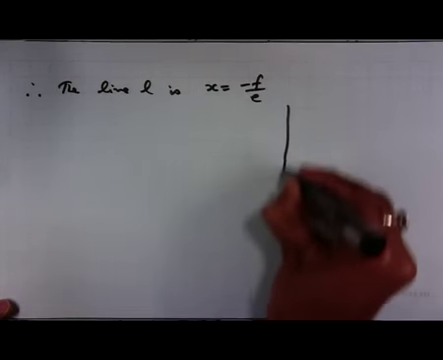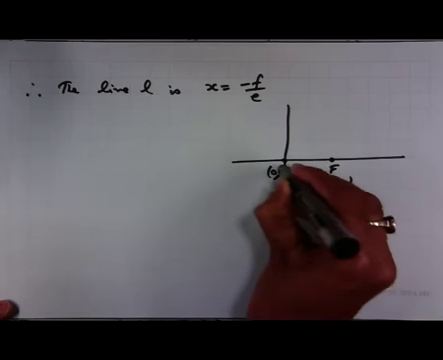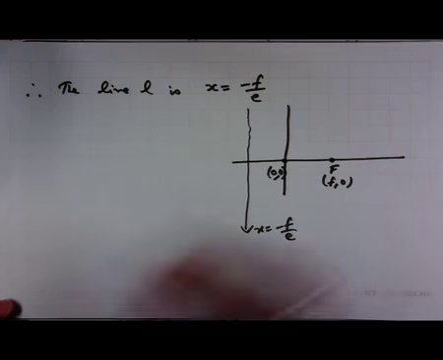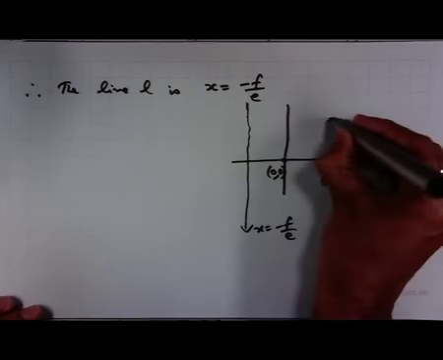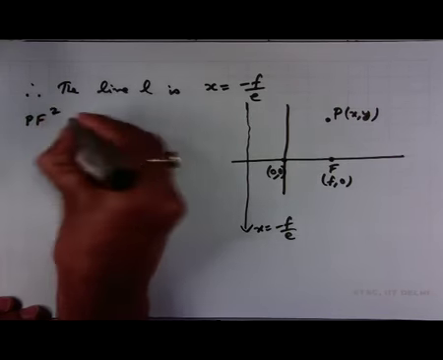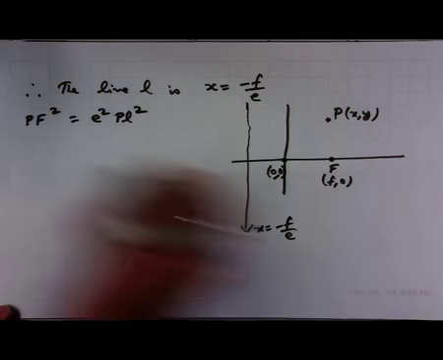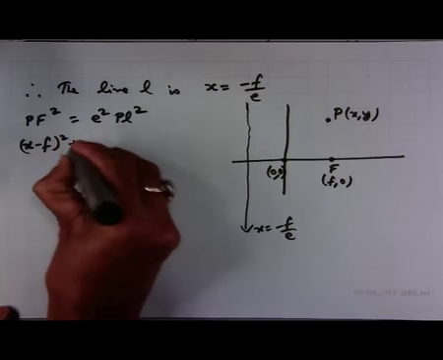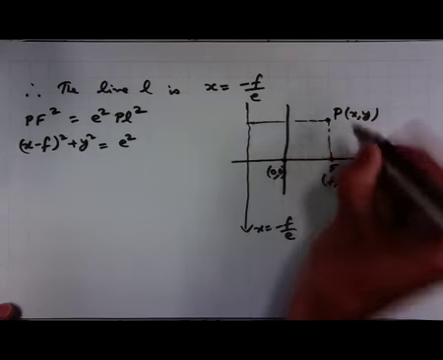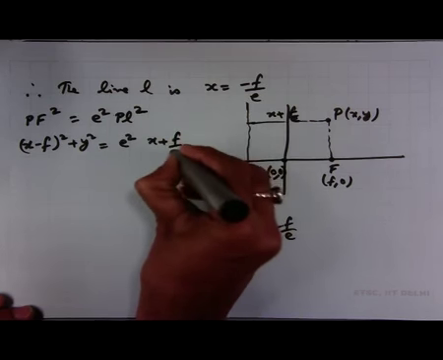So, let us draw this again. And we have this line x equal to minus f by e. Now, take any general point P(x, y) on the curve, then Pf square is equal to e square PL square. What is Pf square? Pf square is (x minus f) whole squared plus y square. This is equal to e square times PL, this length is x plus f by e. So, (x plus f by e) squared.